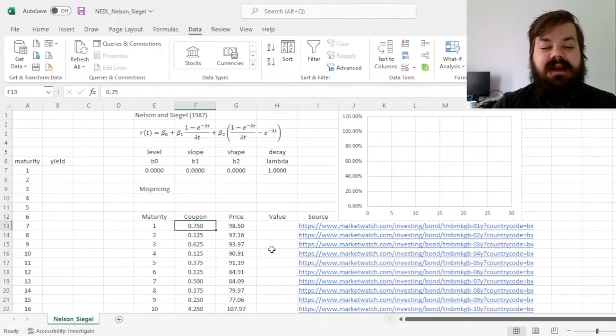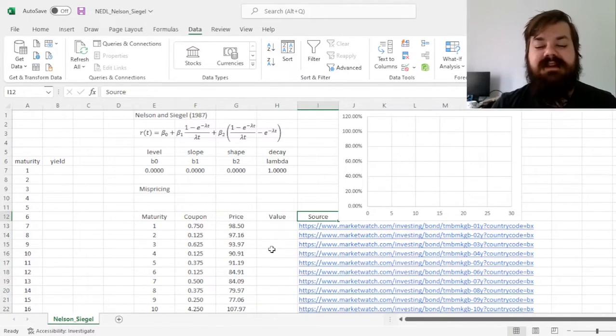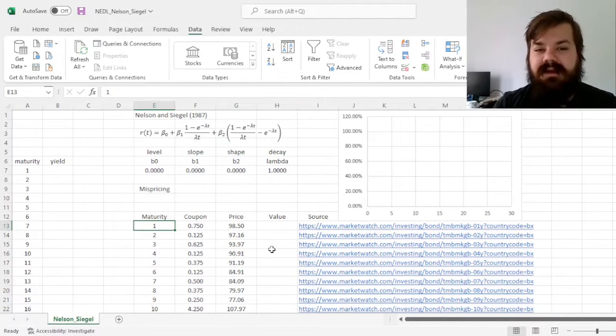We extracted the coupons and the relevant market prices for gilts of these maturities from MarketWatch, which is the easiest free source to use for such an application, to extract government yields, coupons, or prices of these bonds for a wide range of maturities.